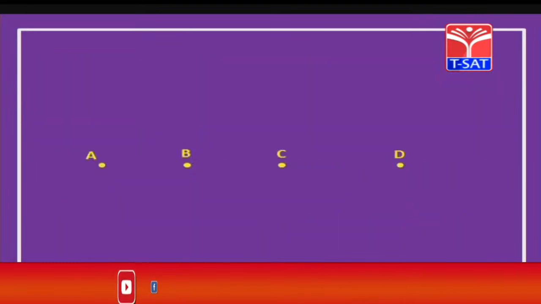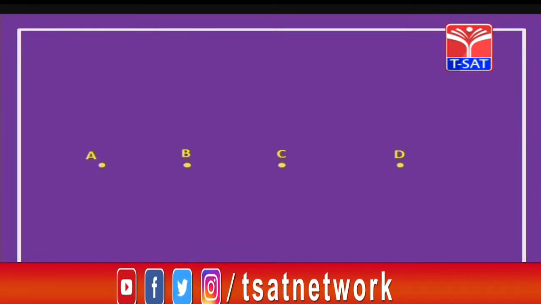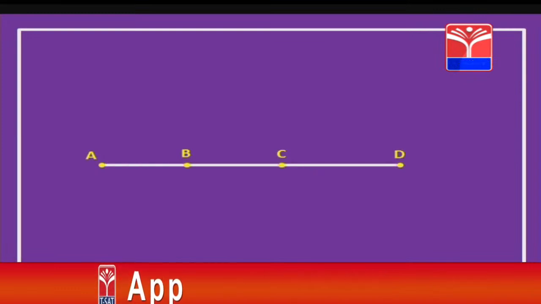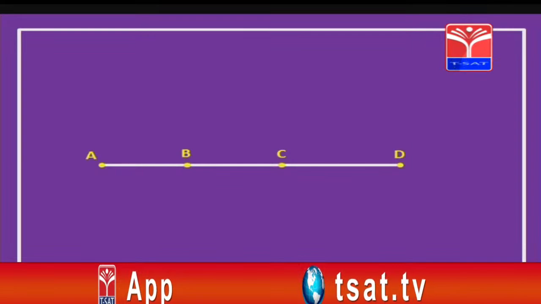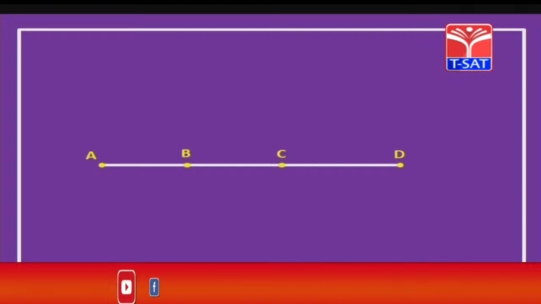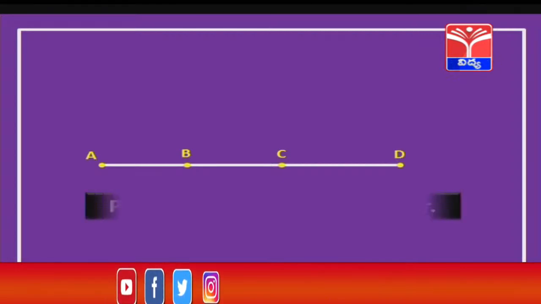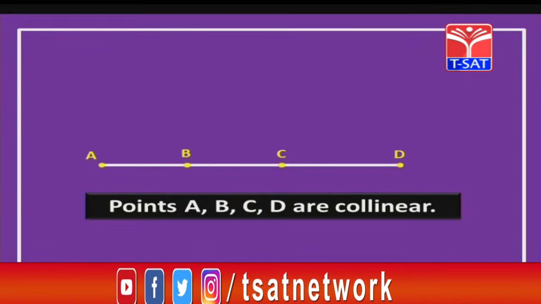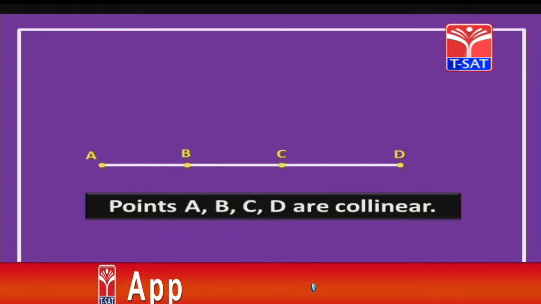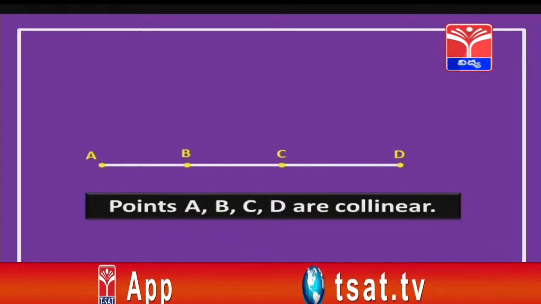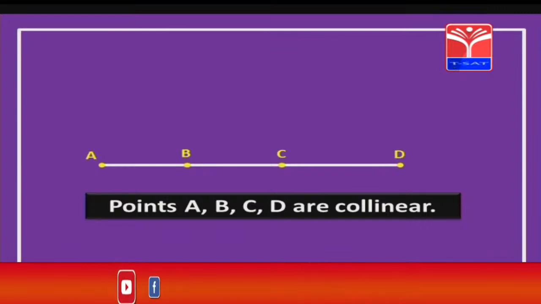Yes. What do you notice on your screen, children? Yes, we have 4 points A, B, C and D. Let us join these points, children. What did you get? Yes, a straight line passing through all these points A, B, C and D, right children? Now, these points A, B, C and D are called collinear points. Why are these called collinear points? Because all these points lie on the same straight line. So, that is why we call these points collinear points.